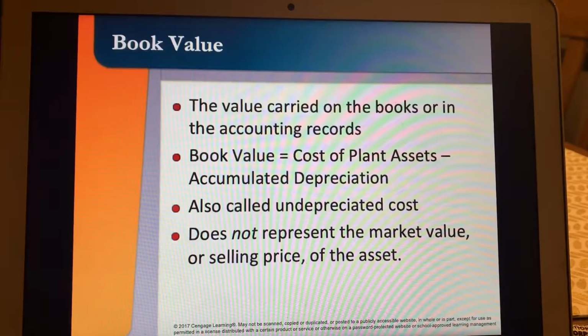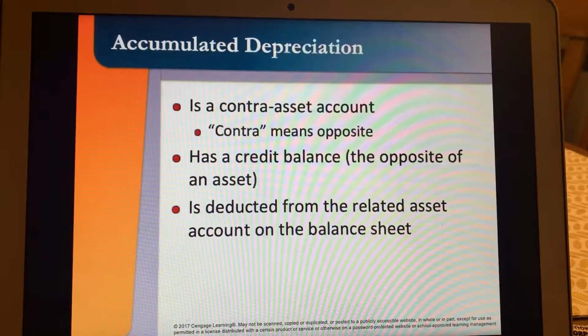All right, let's see. So the book value carried on the books or the accounting records, book value, cost of plant assets minus accumulated depreciation, also called undepreciated cost. It does not represent the market value or selling price of the asset, okay? So just keep that in mind.